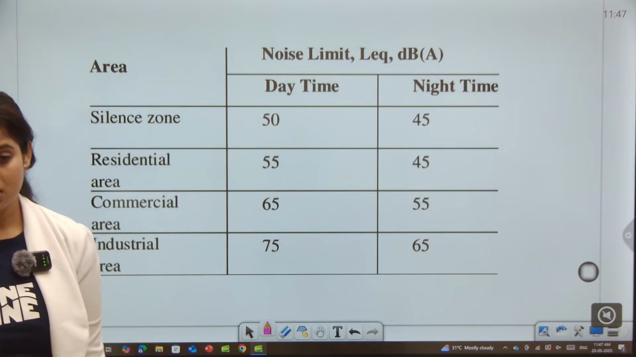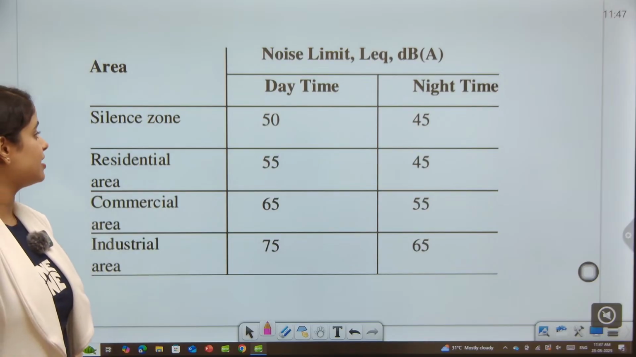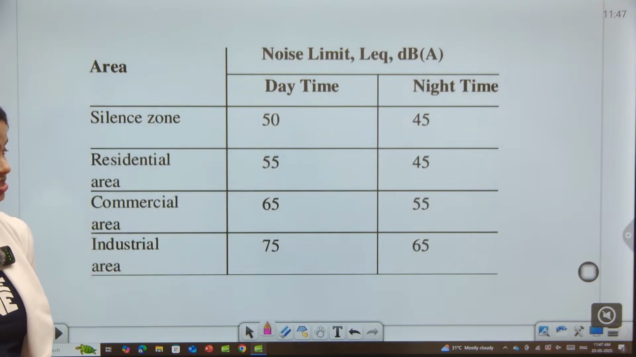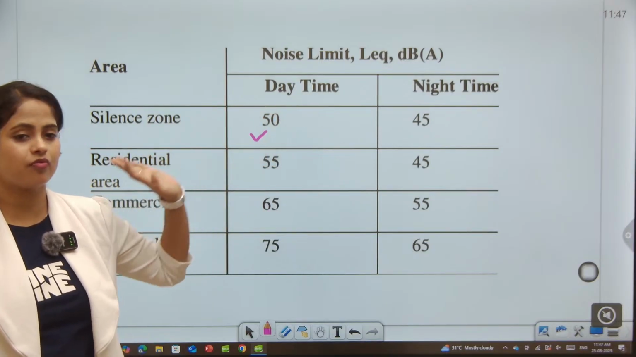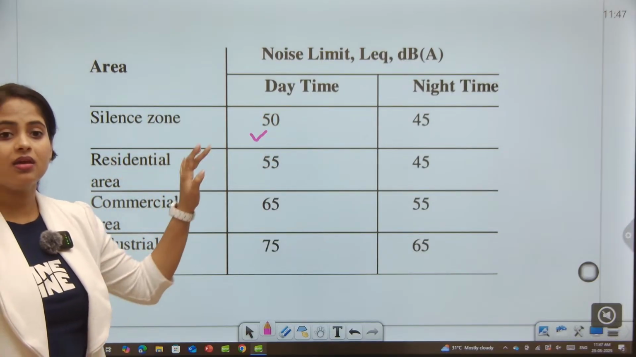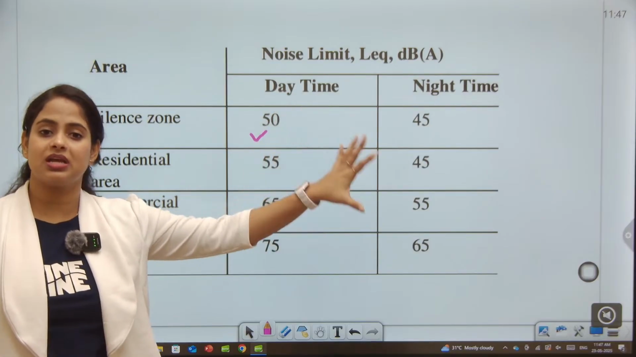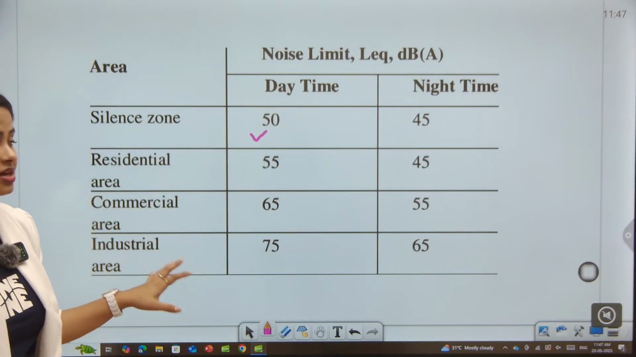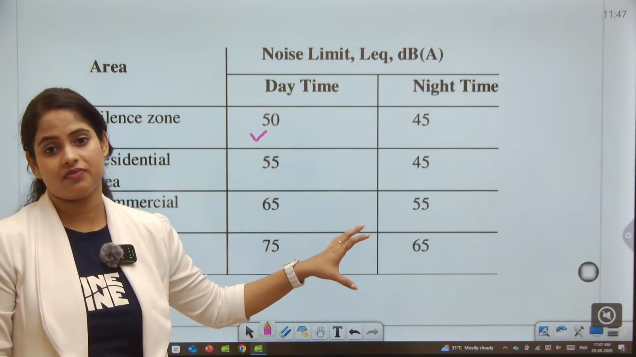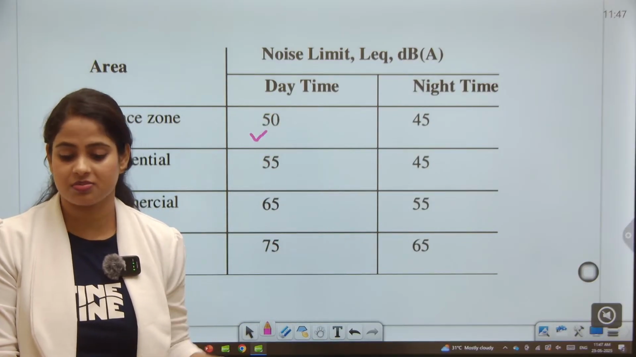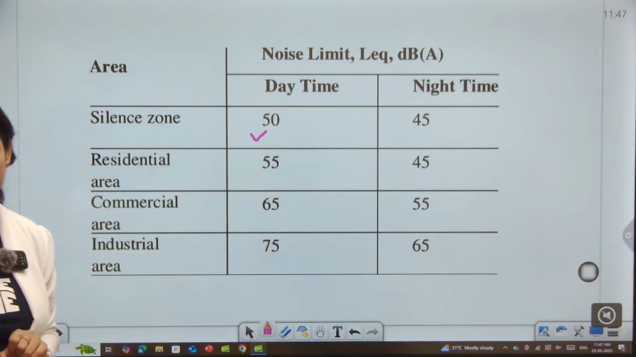Okay, so the silent zone is 50 in the daytime, night time 45. Residential area 55 in the daytime, night time 45. The commercial area 65, night time 55, and the industrial area 75, and in the night time 65. These all tables are important.